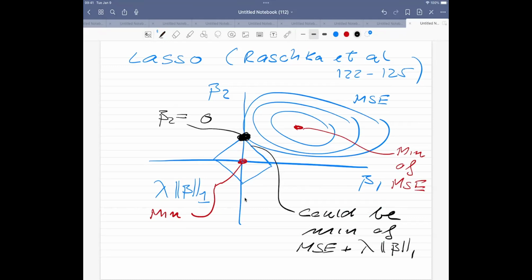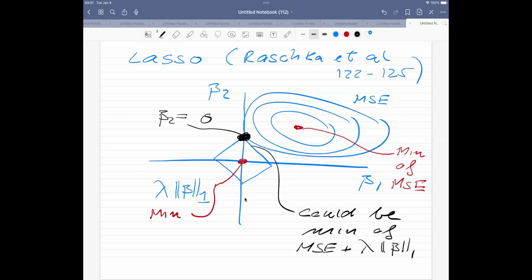Since the contours of this norm 1 function are sharp, it is more likely that the optimal value is located at the intersection between the ellipses and the axis. I'm doing this in 2 dimensions with 2 variables. It obviously gets much more complicated to visualize this in many dimensions, but this is the basic message. So Lasso is a shrinkage method which actually drives some of the parameters to 0.